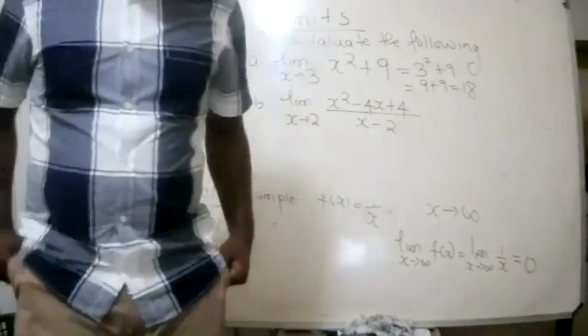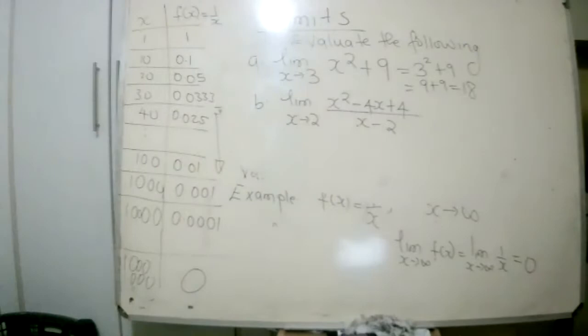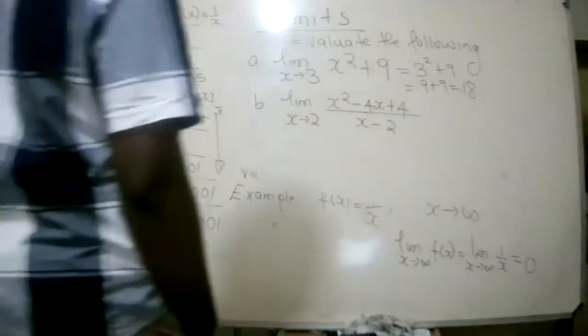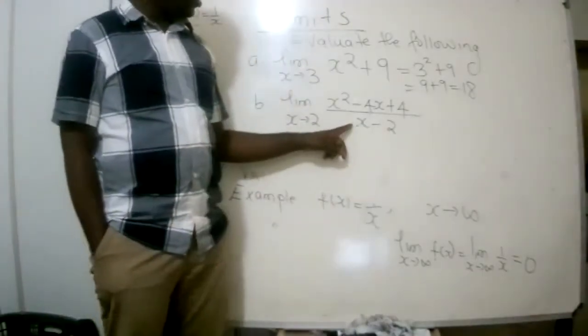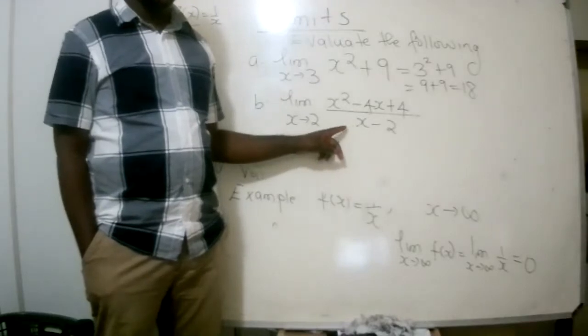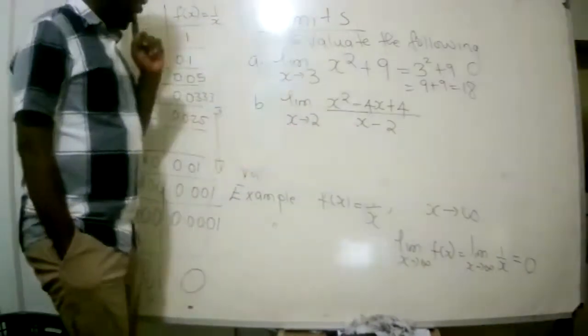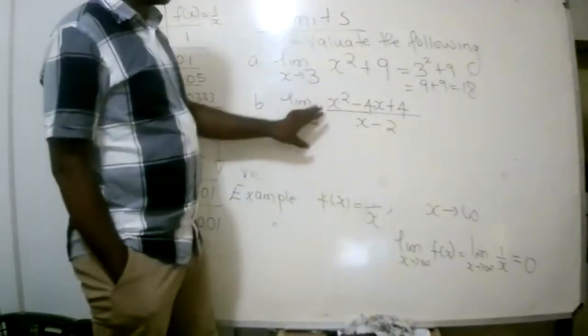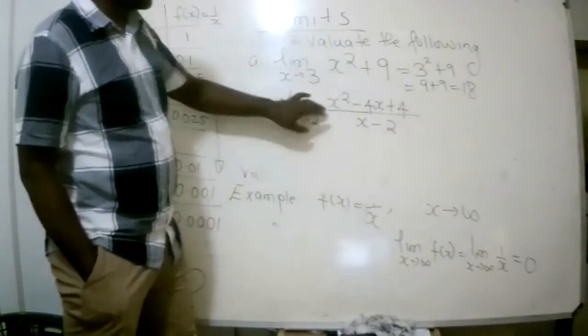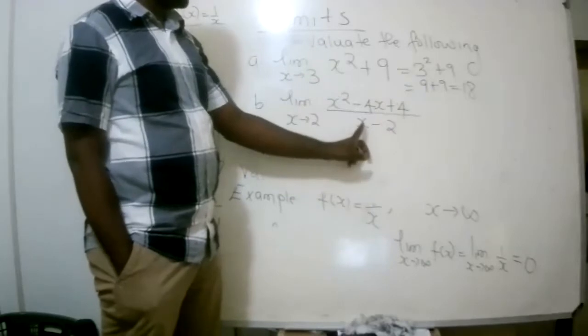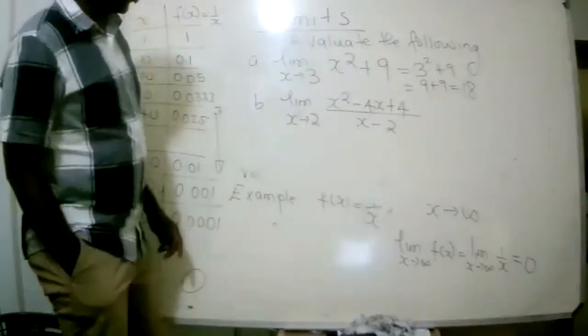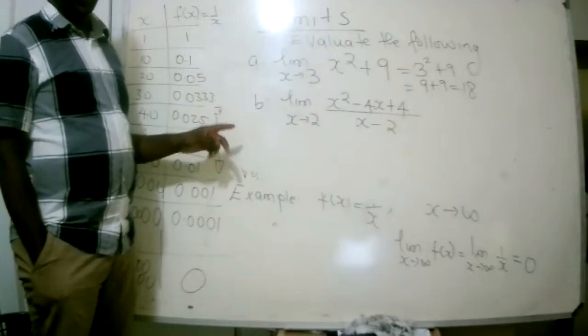Can you tell me what is our function on that question? What is our function? The parabola. So we are given a parabola on the numerator, and on the denominator, what is it? A straight line. That's a simple straight line. So it means f of x is given by this whole thing. So it's x squared minus 4x plus 4 divided by x minus 2. So let's do direct substitution and see what we obtain here.